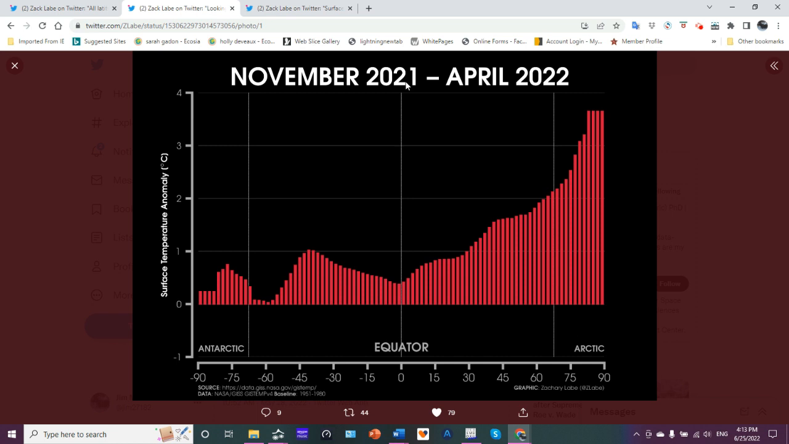Now, November 2021, shortly after June, July, August that we just showed, to April 2022. Basically a 6-month period. Again, we're still looking at the 51 through 80 baseline. Same Antarctic Circle, Equator, Arctic Circle. Right? Southern Hemisphere, Northern Hemisphere. Surface temperature anomaly. So that's a departure from that 30-year average. Nothing on the entire planet is cooler than this 30-year period. Not a single latitudinal band.